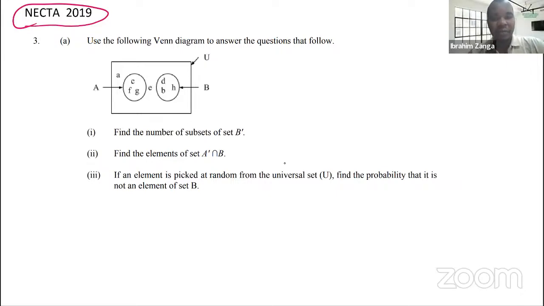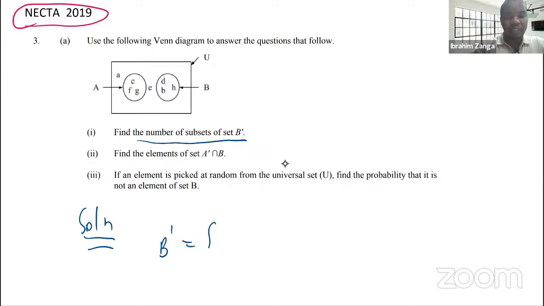Use the following Venn diagram to answer the question that follows. Find the number of subsets of set B complement. So first of all, solution. First of all, we have to determine set B complement. B complement, we are talking of all set values outside set B. So it means we have A, E, C, F, G.